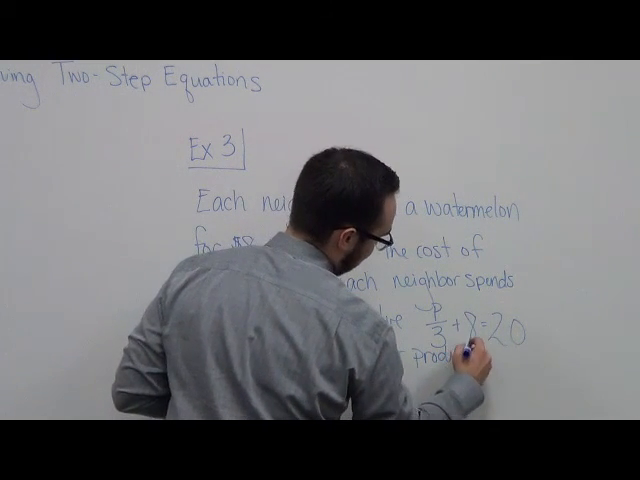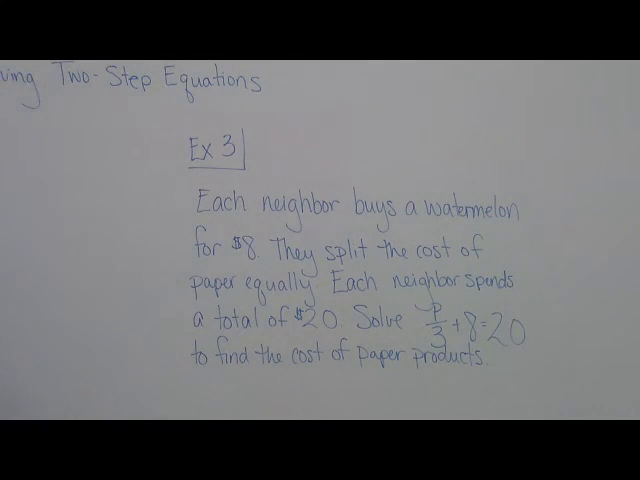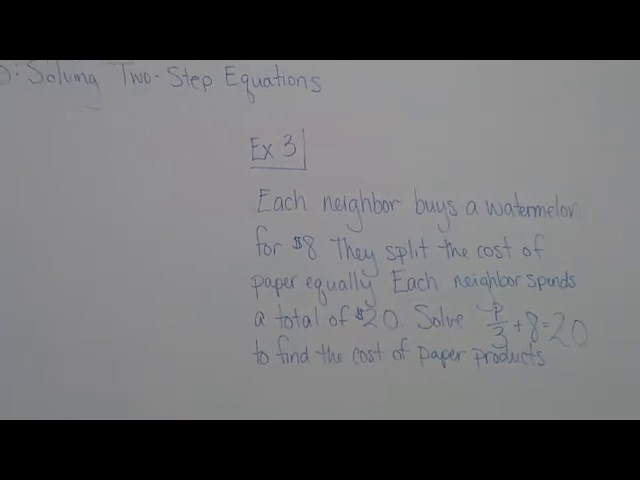The 3 came from the fact that there were 3 neighbors. I didn't write that down, but in the beginning it did say that there were 3 neighbors hosting a party. They each buy a watermelon for $8. The cost of paper products is split equally. Each neighbor spends a total of $20. So they give us the equation p over 3 plus 8 is equal to 20, because you have the total cost of paper products divided by 3, added to the cost of the watermelon, giving a total of $20. Take a minute and try to solve that, and like usual, I will put the answer up over here on this side.